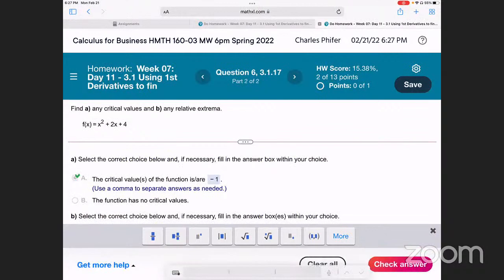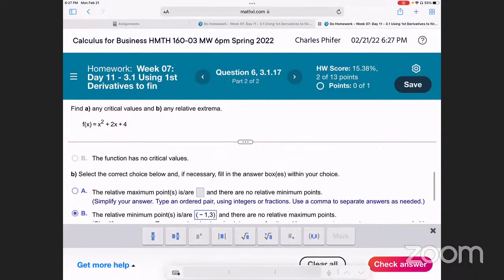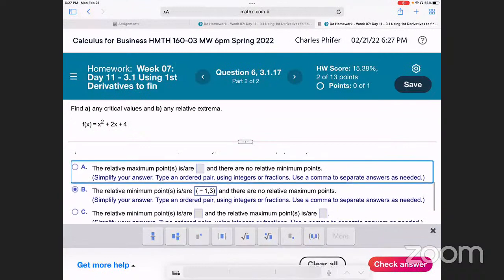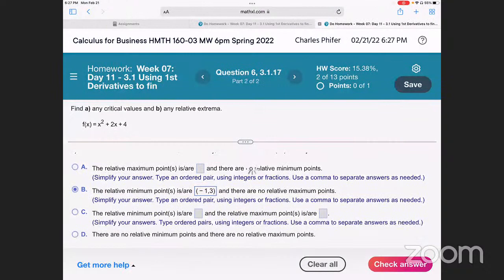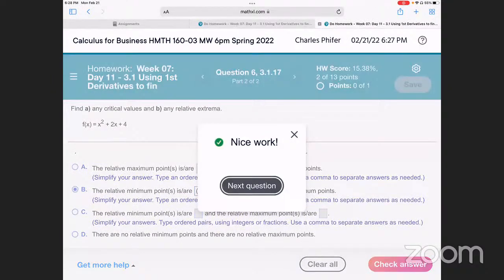I know it's more than likely a little bit overwhelming, but with these concepts, if you just keep working them and keep trying, I feel like they'll get better, because it's not as bad as it seems. The relative min point is this point, and there are no relative max, right? That's what we got. Let's check that answer. And again, just stop me if we need to go back.